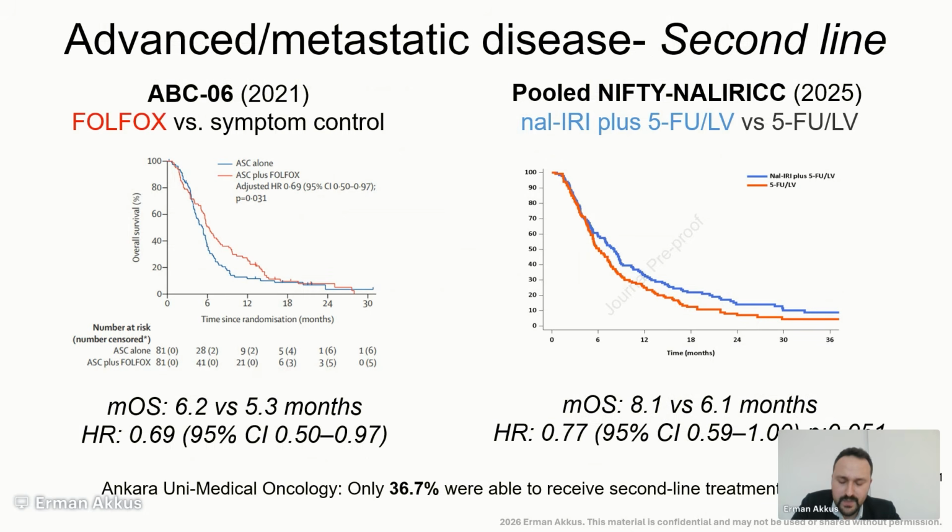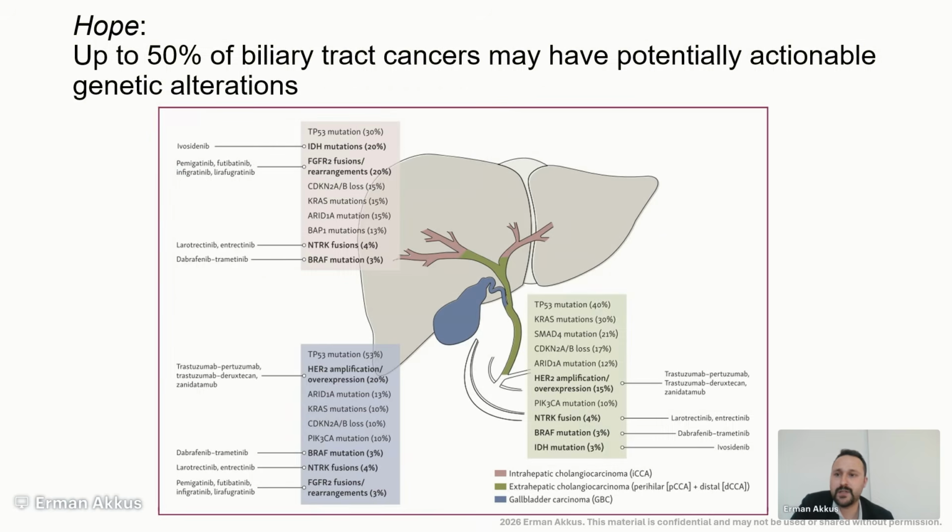But one problem with biliary tract cancer patients is that only a small portion of patients is eligible for chemotherapy in the second line. So in our center, for example, only 36% of patients who received first-line treatment were eligible for second-line treatment because of complications or performance score, or due to disease progression. But there's hope in the treatment of biliary tract cancers, and up to 50% of these cancers may have potential actionable genetic alterations indeed.